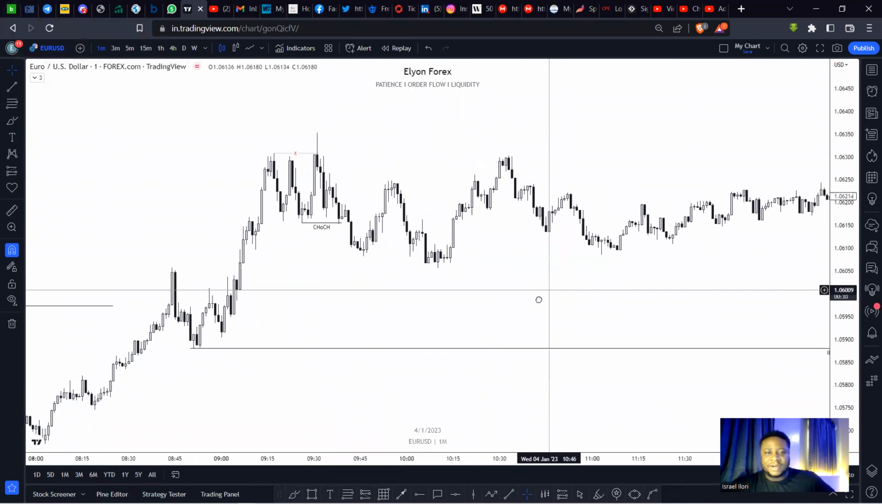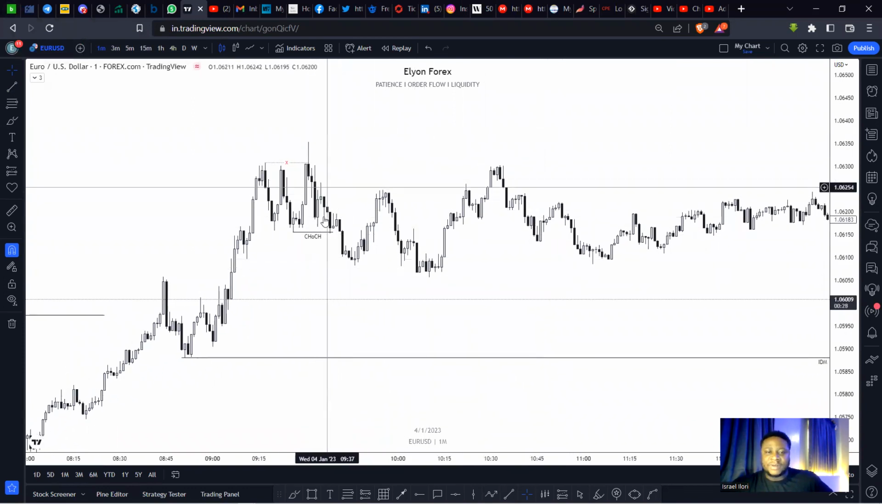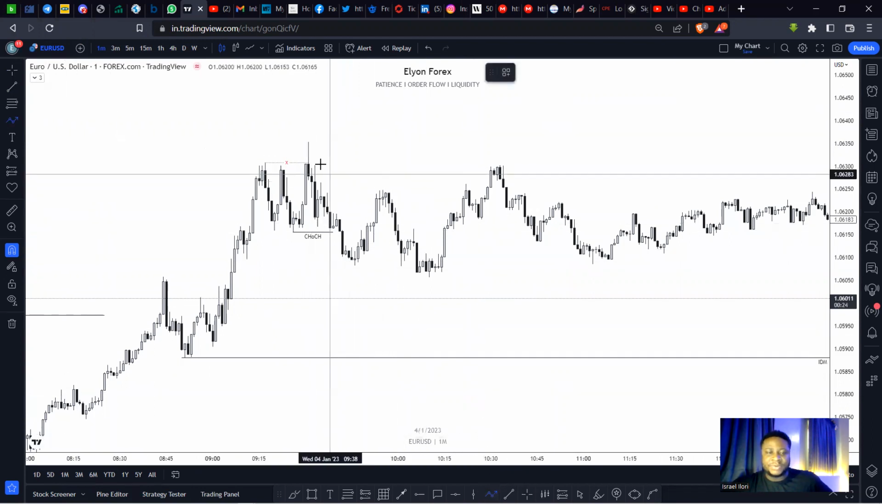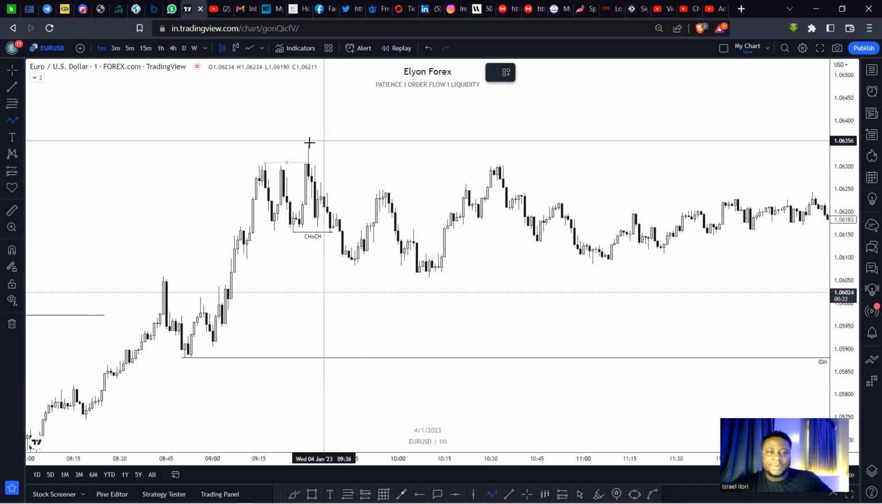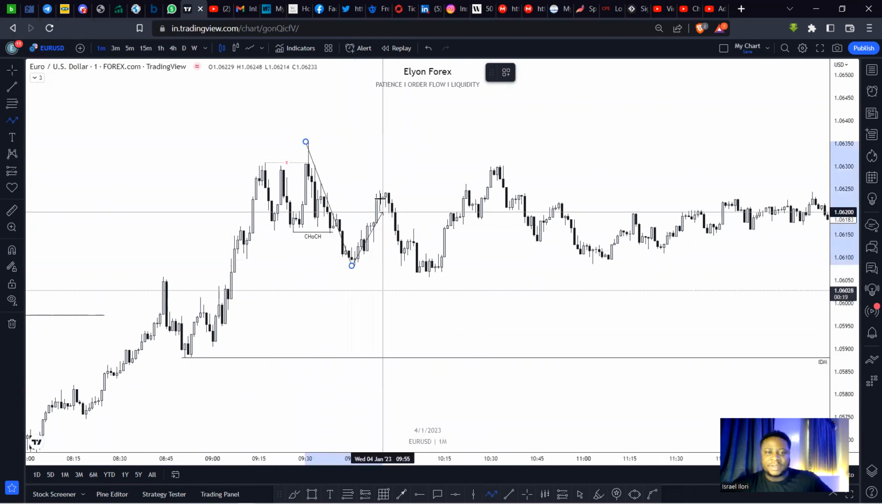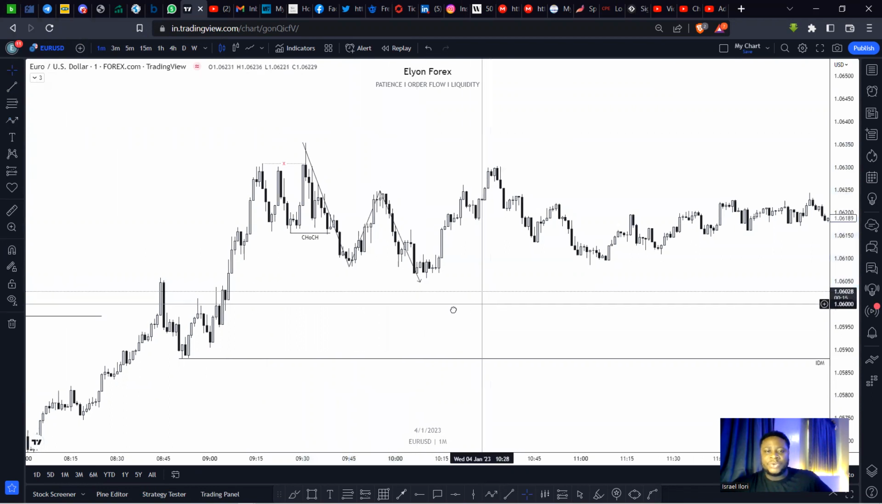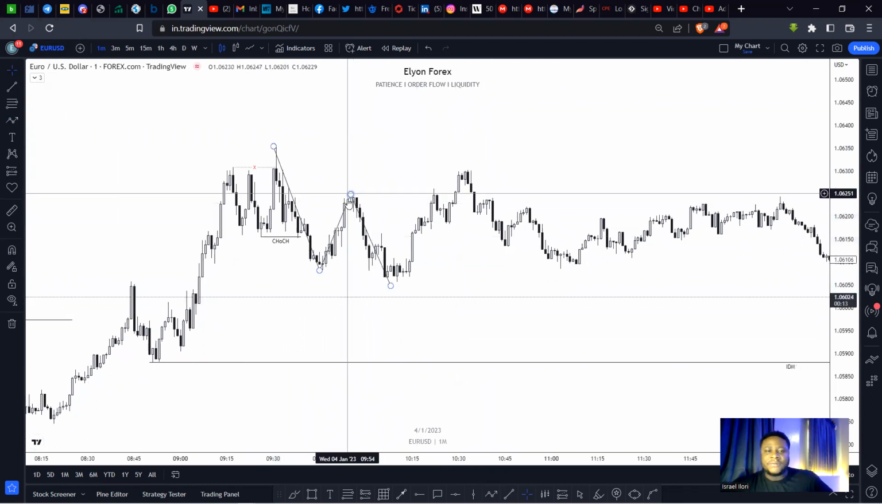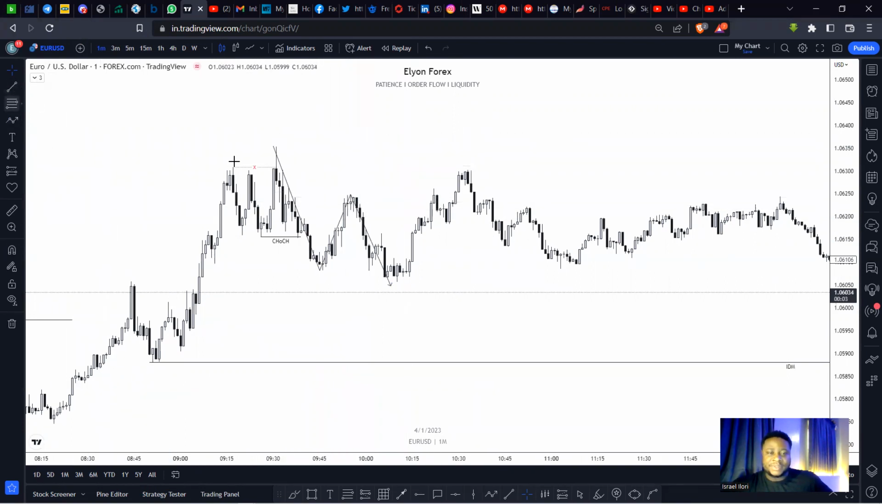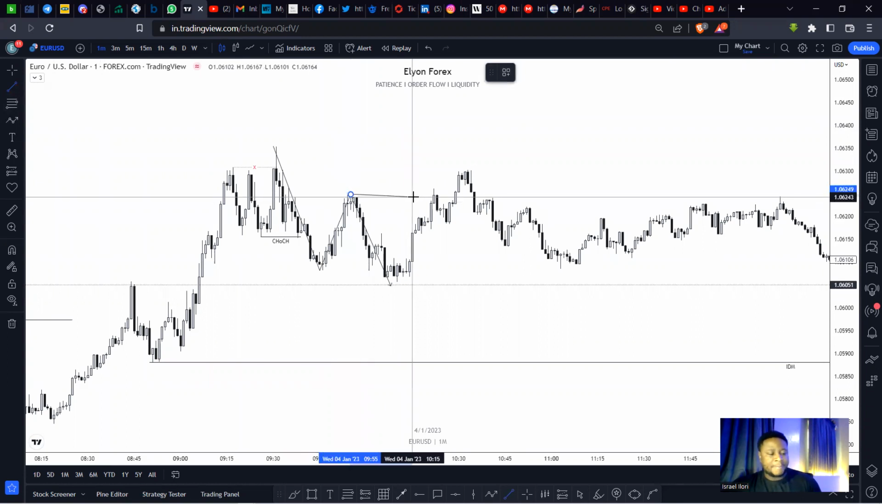So after the change of character, price created an inducement because we had price create a change of character, trace back to the upside and broke structure. But for me and some of my traders, they know that when I say I like this, it is regarded as an inducement. So this was an inducement.